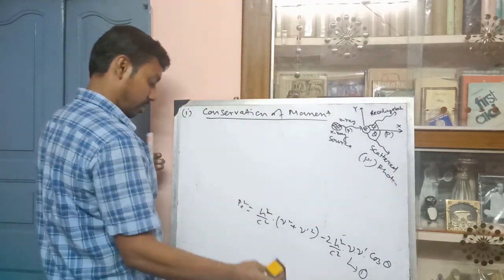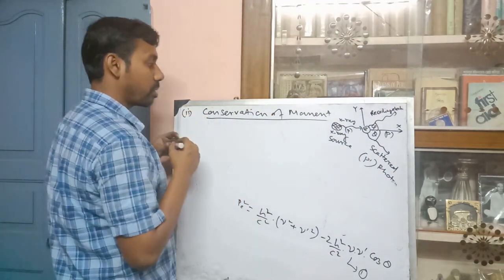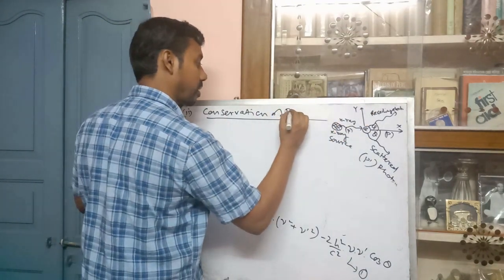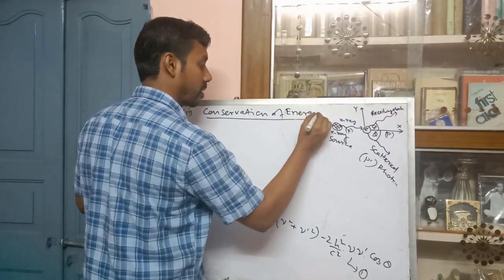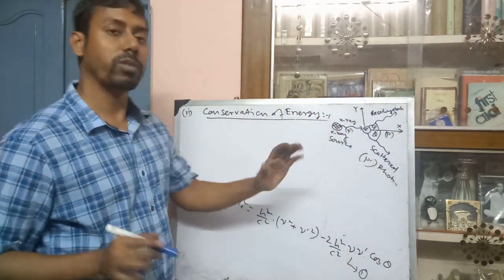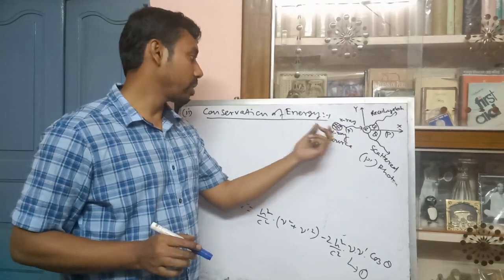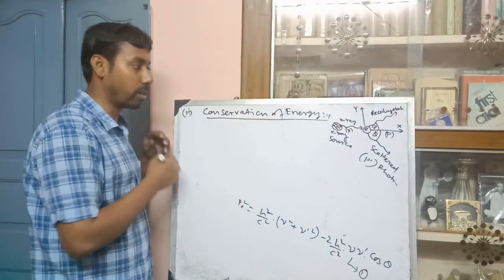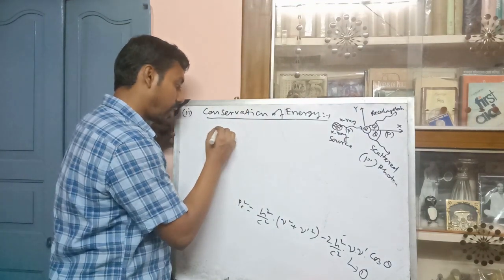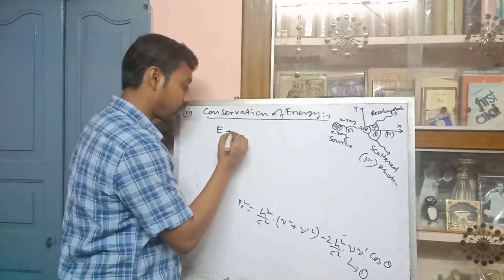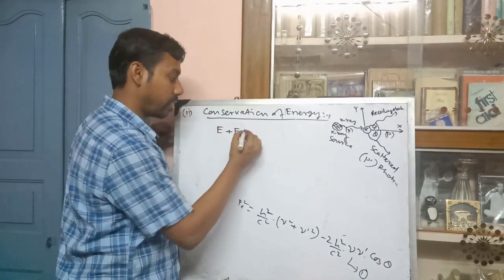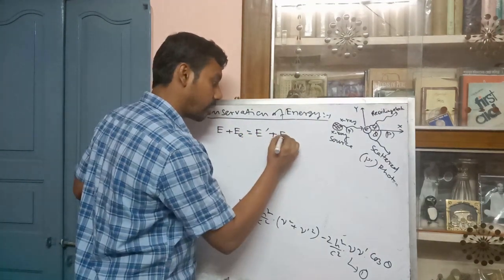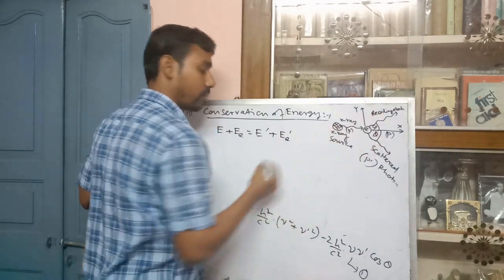Now the second thing is conservation of energy, because this is an elastic type collision. For this elastic type collision, we consider that energy and momentum are conserved before and after the collision. So before the collision, the energy of the photon, E, plus the energy of the electron, should be equal to the energy of the scattered photon, E dash, plus the energy of the recoiling electron.